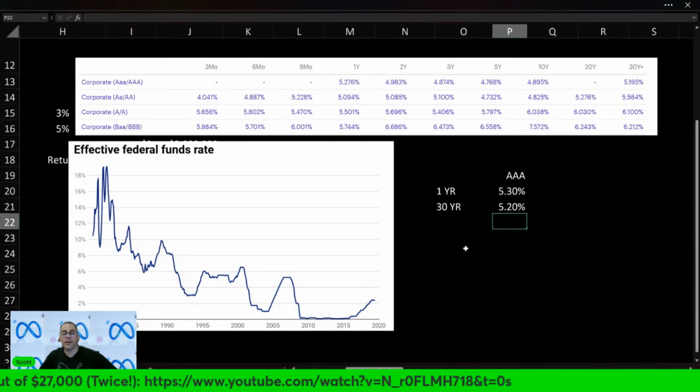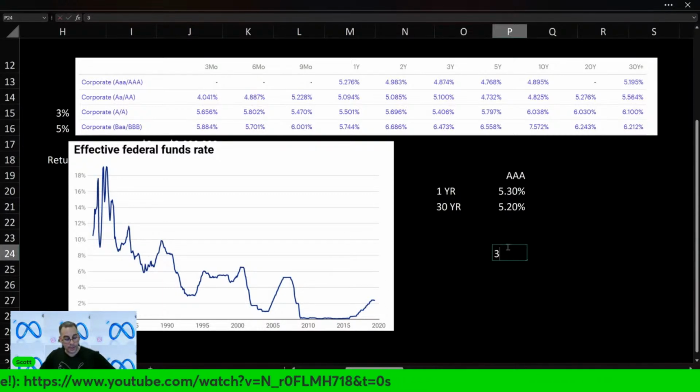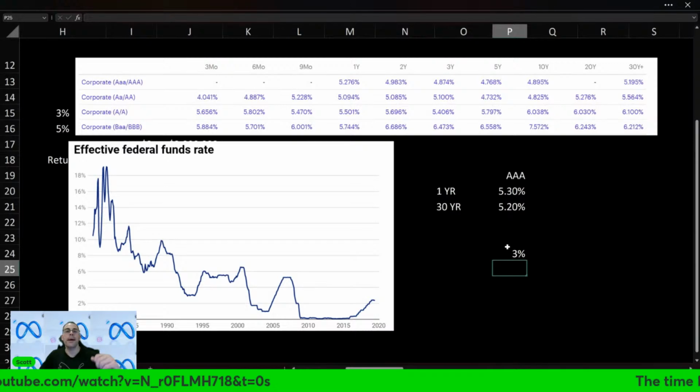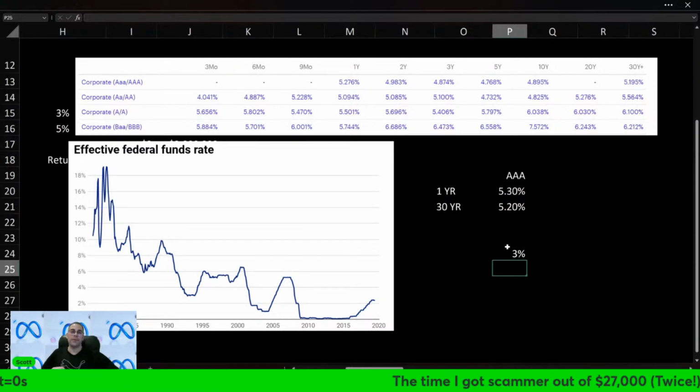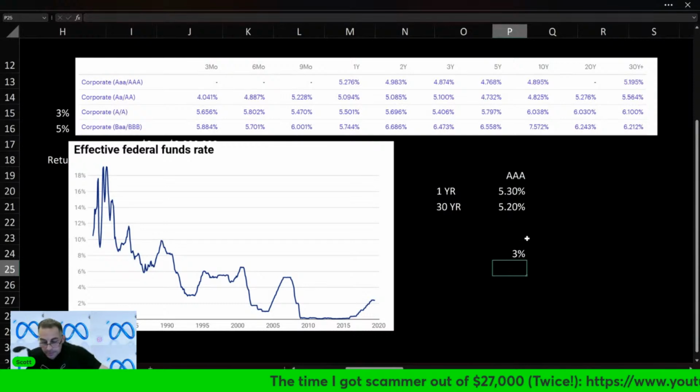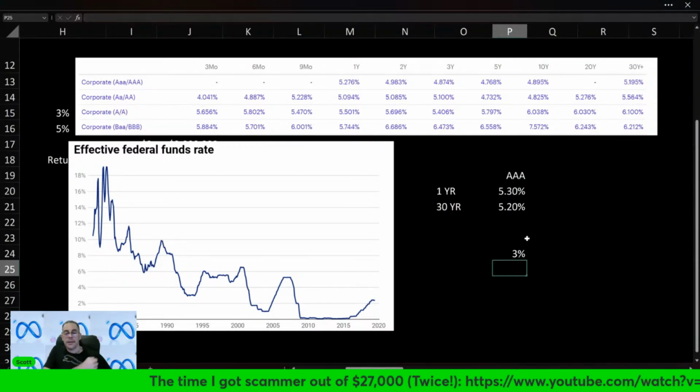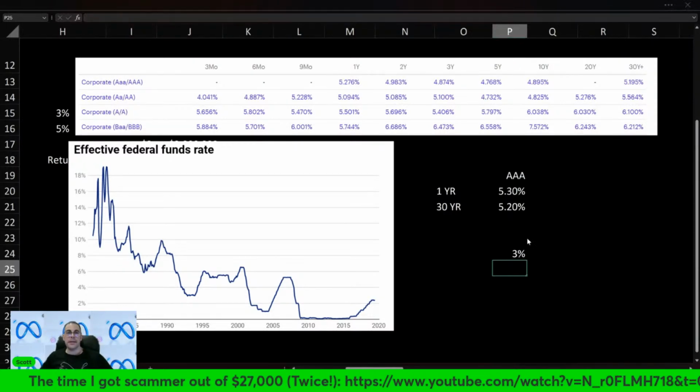Like if the Fed funds rate is 3%, that means the bank gets money at 3%, then has to pay you 5.2%. It's madness when this happens. The inverted yield curve.